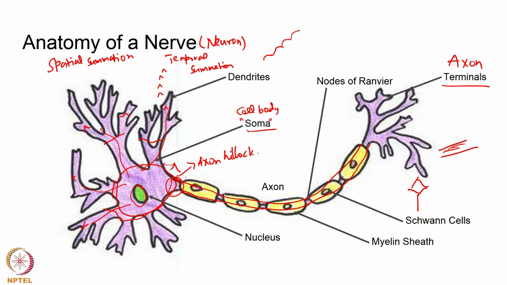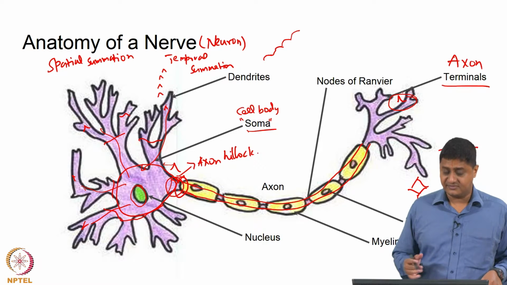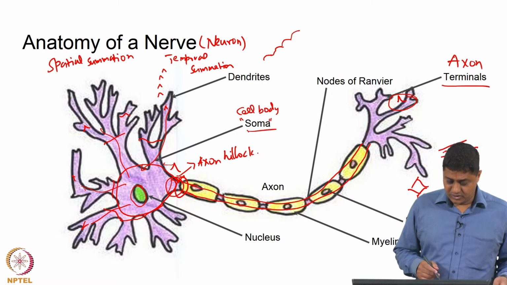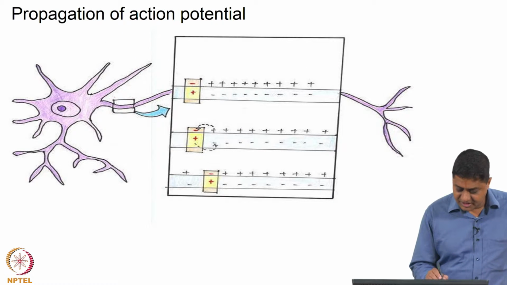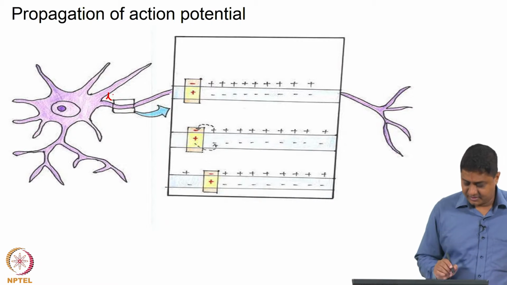Now, it has to be communicated, it has to reach say that point. How does it travel from that point to that point? How does it travel? That is the question. Now, let us take a deeper look. Let us assume that an action potential is generated at that point.